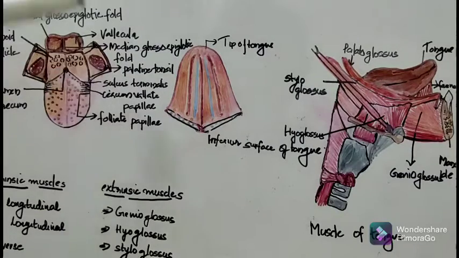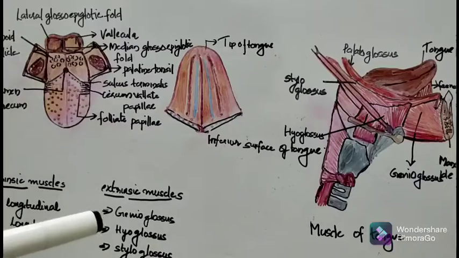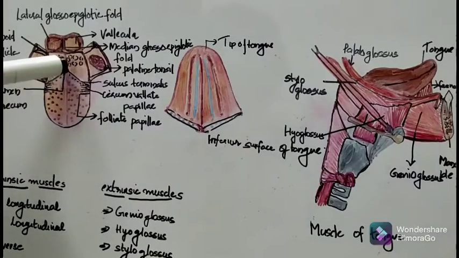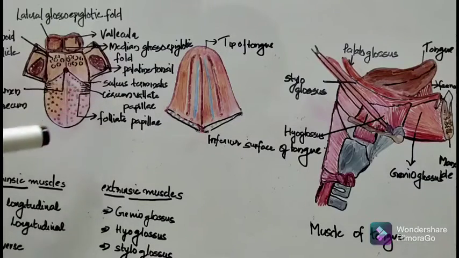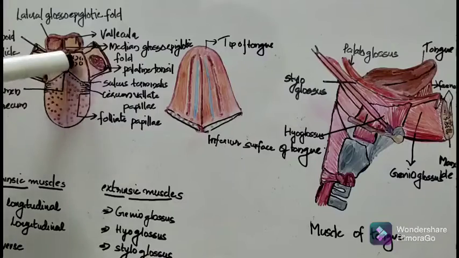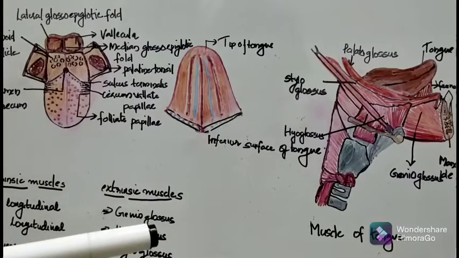The wall of these papillae contains the taste buds. They are one of the biggest papillae, about 10 to 12 in number, and they are present in front of the sulcus terminalis. They have a center projection and a sulcus surrounding it, and in the wall of these papillae are the taste buds.